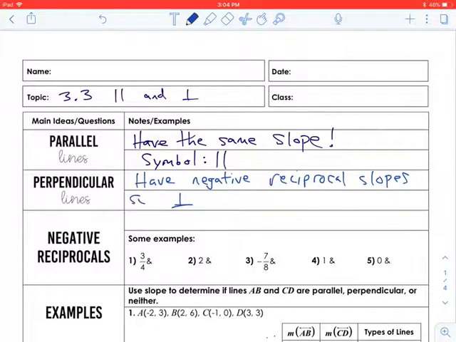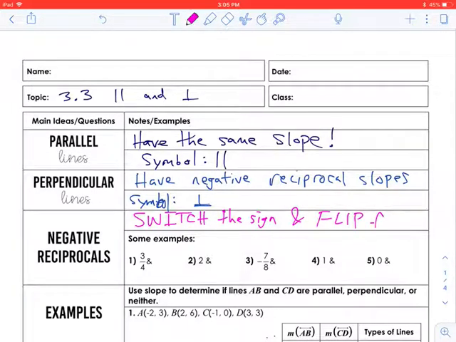And the symbol we use for that is the upside down T. Okay. And to do the negative reciprocal, again, the negative reciprocal is just when you switch. I always say switch and flip because it sounds like Harry Potter. Switch the sign, so positive or negative, and flip the fraction.